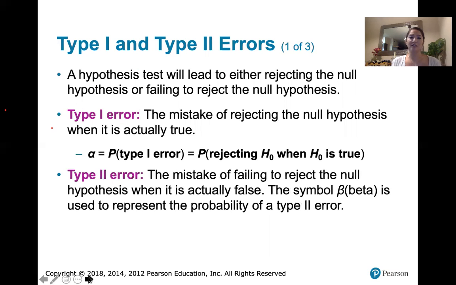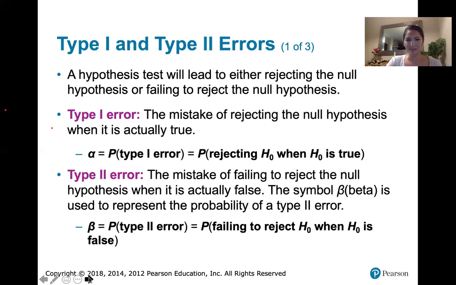Now, type 2 error is making the mistake of failing to reject the null hypothesis when the null hypothesis is actually false. The symbol beta is used to represent the probability of this error. This is the probability of failing to reject the null. So saying the evidence does not suggest that we should reject the null, but actually we should reject the null because it's false.